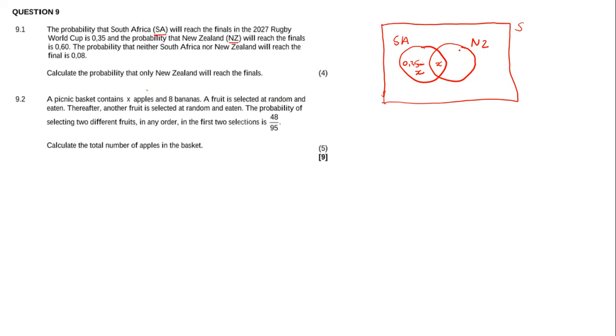And therefore, what will be the probability of New Zealand? The probability of New Zealand is stated to be 0.6. But for New Zealand only, remember, for only this portion, do you see where my pointer is? For only this portion, this is New Zealand only.